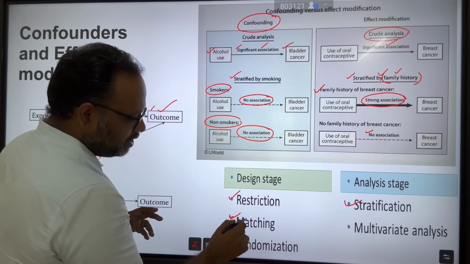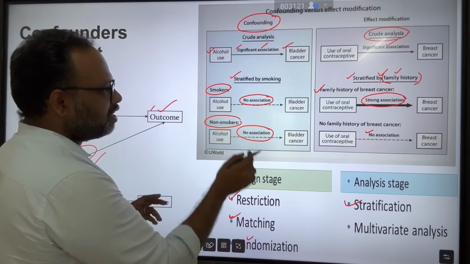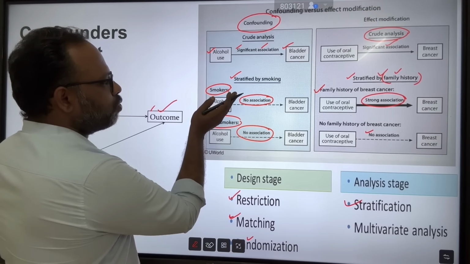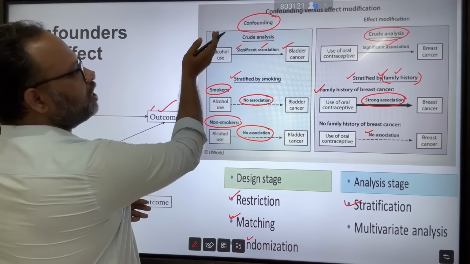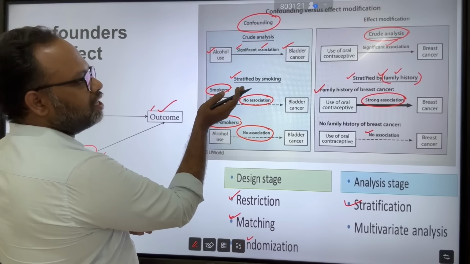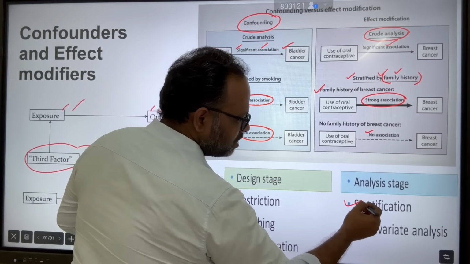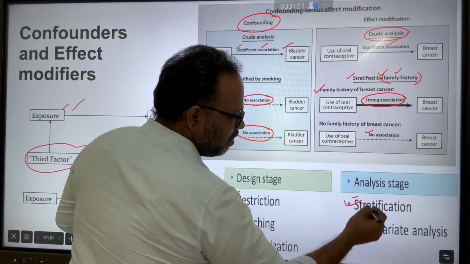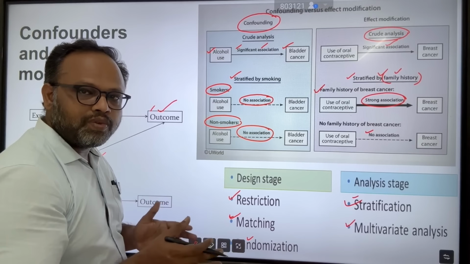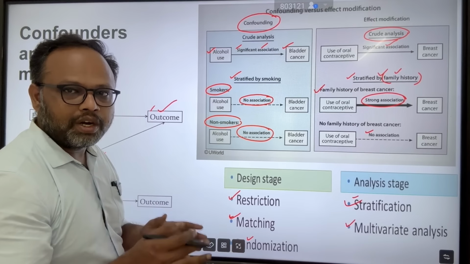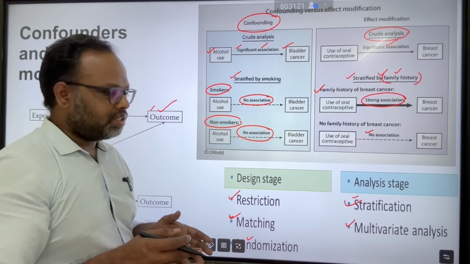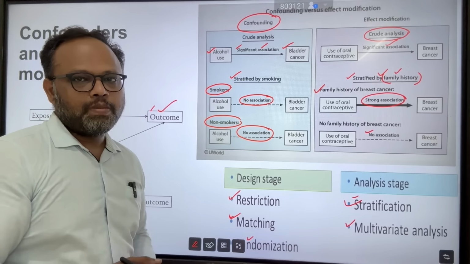Or you can do matching, or you can do randomization. So randomization distributes smokers and non-smokers equally into your alcoholics and non-alcoholics. Then this confounding will disappear. And during the analysis stage, we can have the stratification or the multivariate analysis where we do adjusted odds ratio calculation. So the influence of one factor over the other one can be controlled with advanced regression analysis. So that is how the multivariate analysis will be performed.